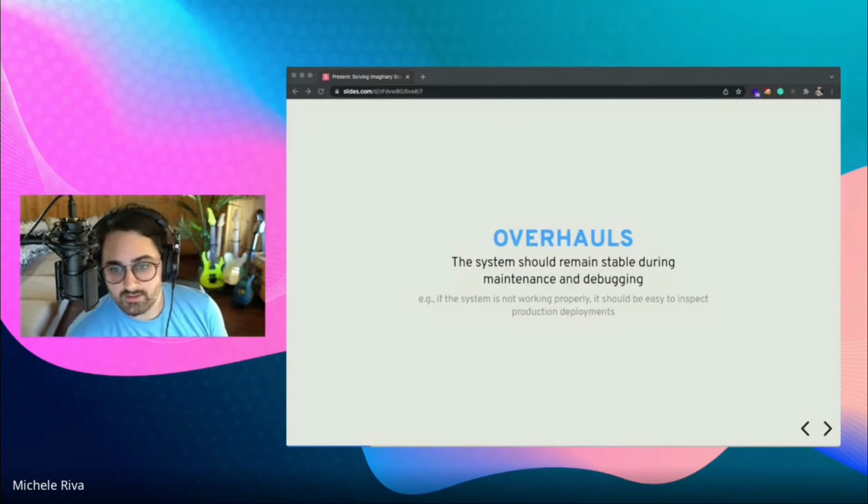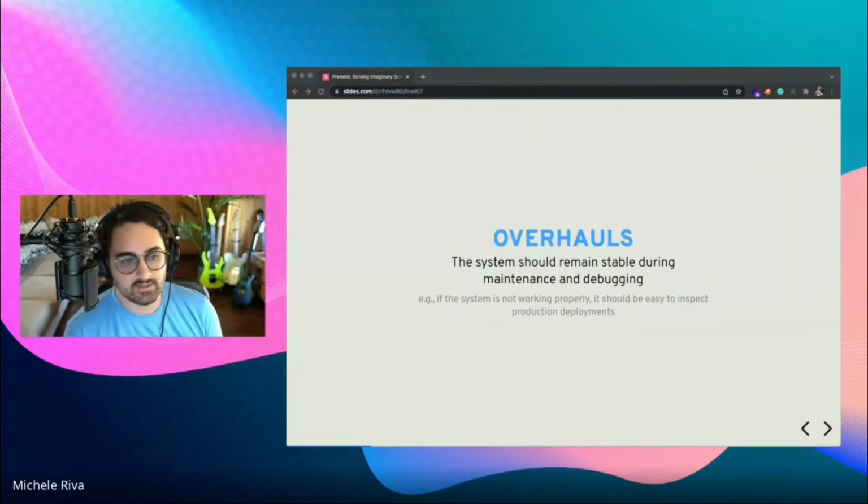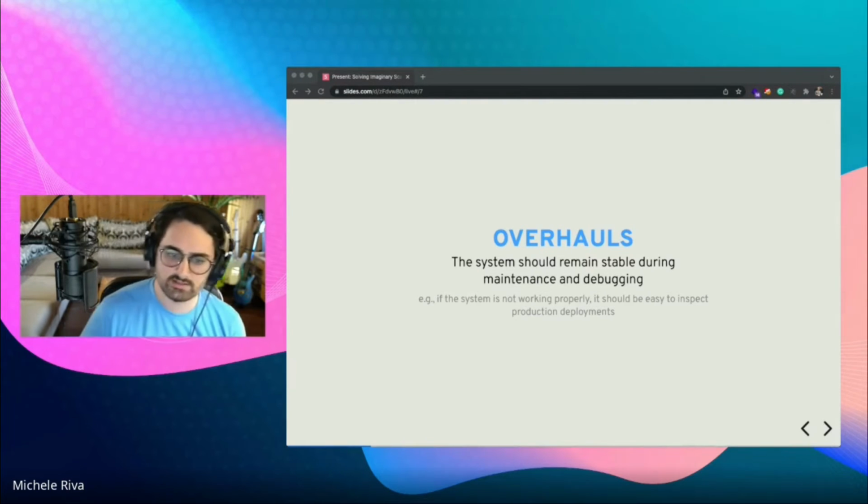Overhauls. The system should remain stable during maintenance and debugging. For example, if the system is not working properly, it should be easy to inspect production deployments. So that's debugging and trying to understand what's going wrong.